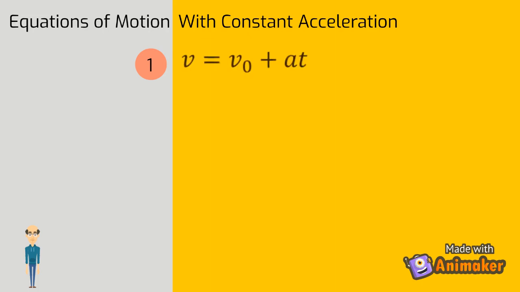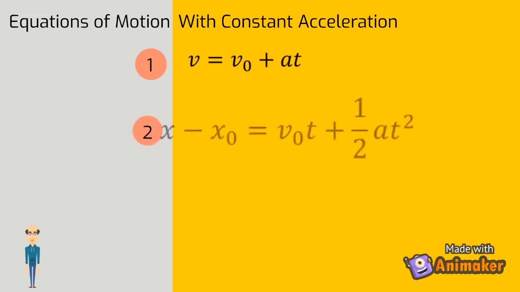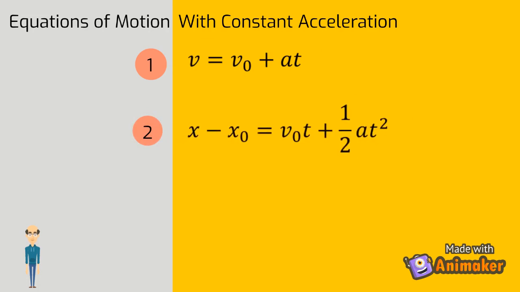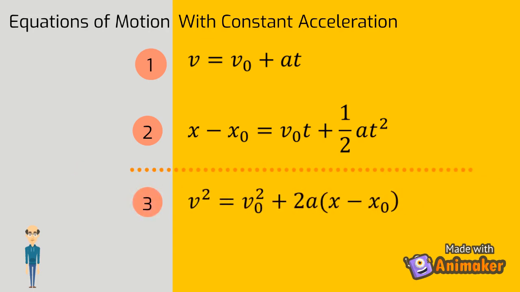The first one is v equals v0 plus at, and the second one is x minus x0 equals v0t plus half at square. These equations can be used to solve most constant acceleration problems. If we eliminate t from both these equations, we get another equation that's also pretty useful in solving problems, and that is v square equals v0 square plus 2a multiplied by x minus x0.